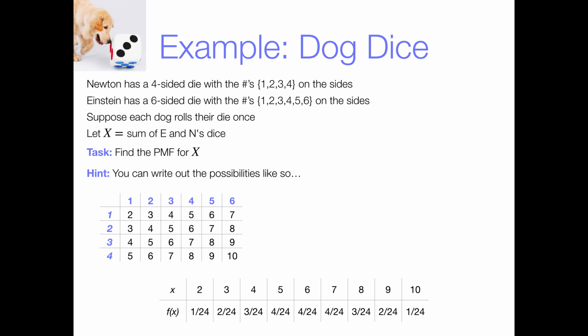So we look at that, and then we start counting, just like we did last time. How many ways can we get a sum of 2? Looking at our chart, only 1, if both dogs roll a 1. How many ways can we get a 6? Well, if Newton rolls a 4 and Einstein rolls a 2, you get a 6. If both of them roll a 3, you get a 6. If Newton rolls a 2 and Einstein rolls a 4, you get a 6. If Newton rolls a 1 and Einstein rolls a 5, you get a 6. So there were 4 out of 24 ways that you could get a 6. We did that for each number, and that's how we got our PMF. If you add those all up, they should get you to 24 out of 24, so we know things are good.